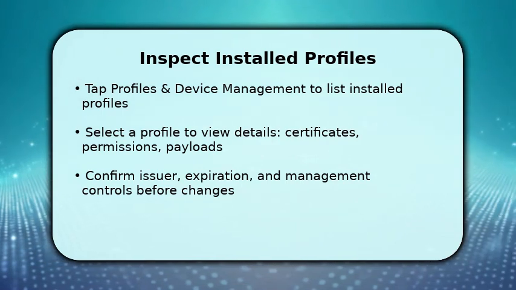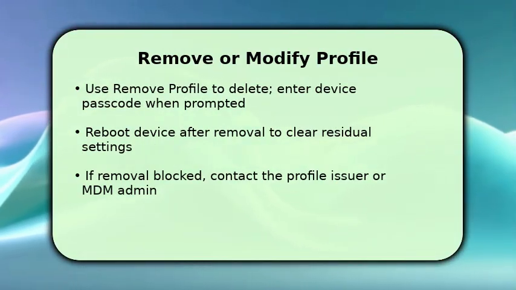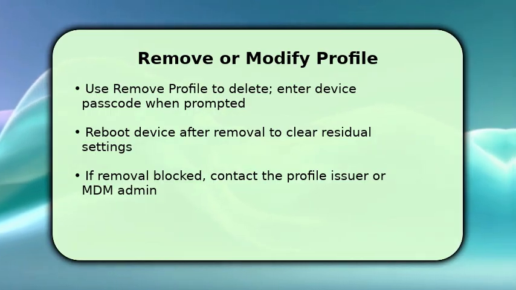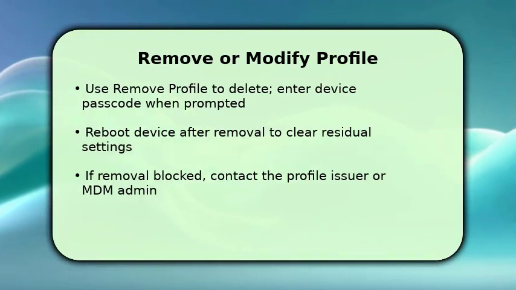To complete, tap Remove Profile and follow prompts. You'll often need your device passcode to authorize removal. Once removed, restart the iPhone to ensure leftover VPN or Wi-Fi settings are cleared and certificates are unloaded.